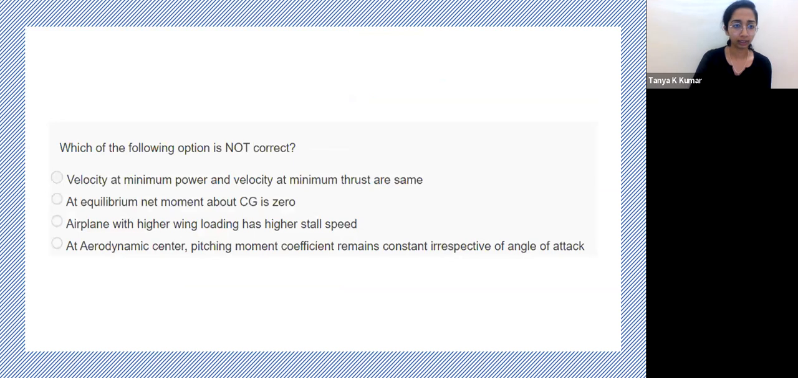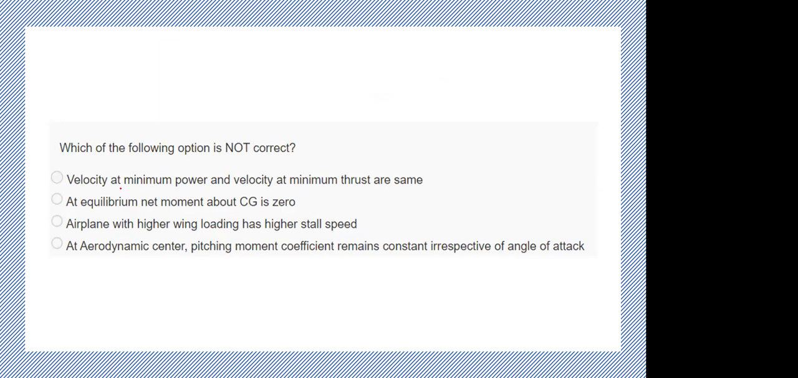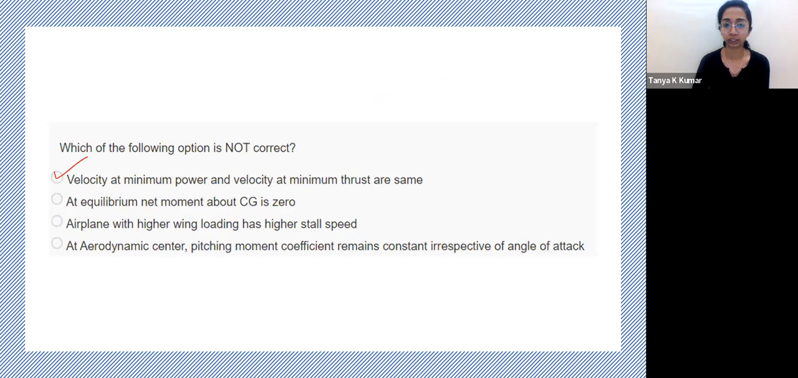Then, which of the following options is not correct? Velocity at minimum power and velocity at minimum thrust are the same. Are they same? No, they are not. So that is not correct. At equilibrium, net moment about CG is 0.